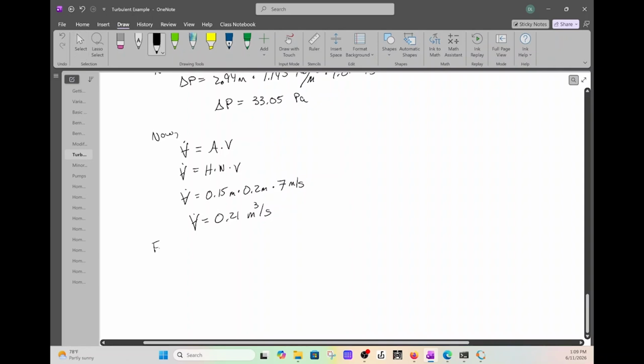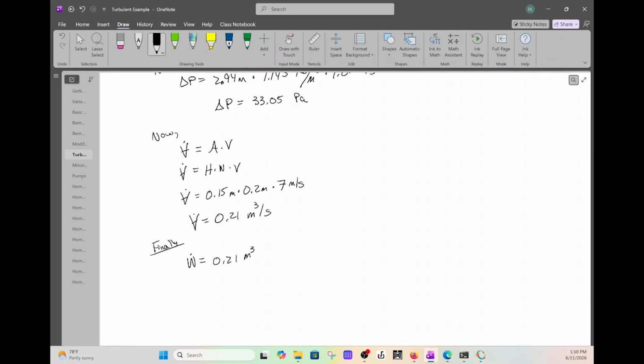And finally, W dot equals 0.21 meters cubed per second times 33.05 pascals. Your power is 7 watts or 7 joules per second. And that's your final answer. Make sure you box it.